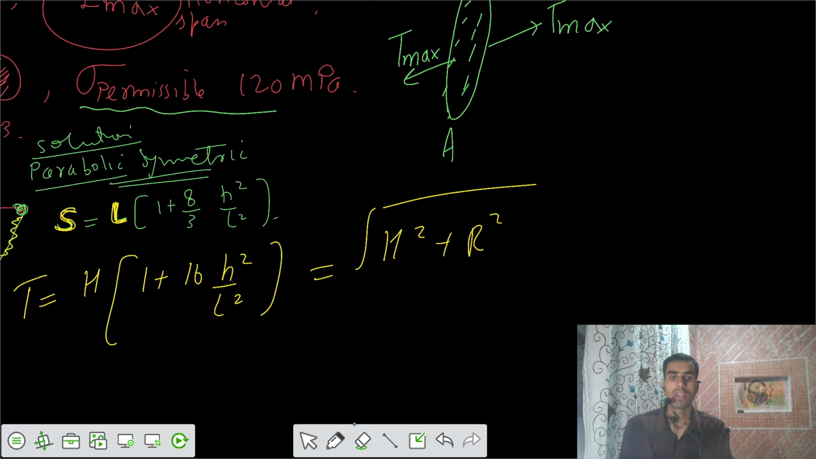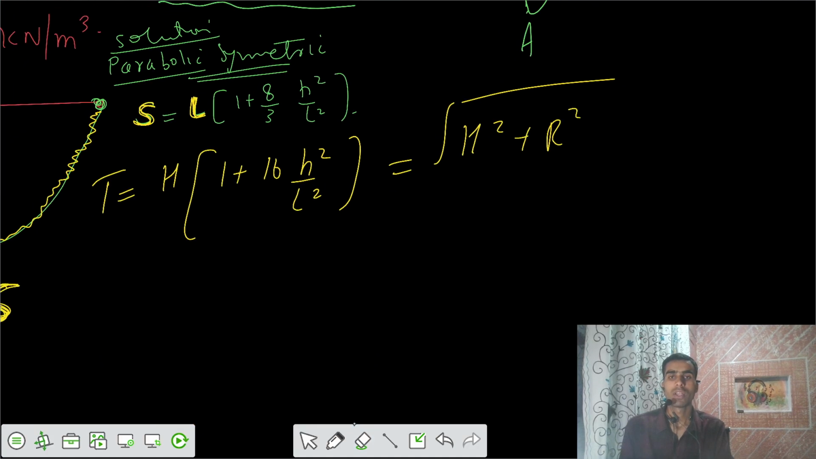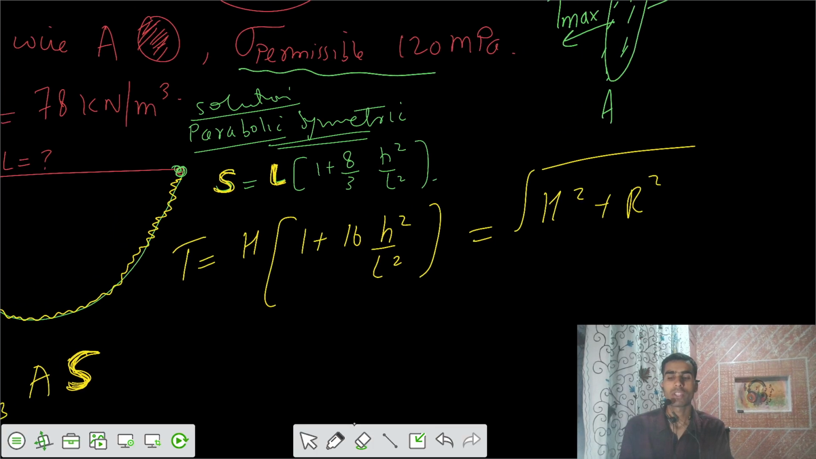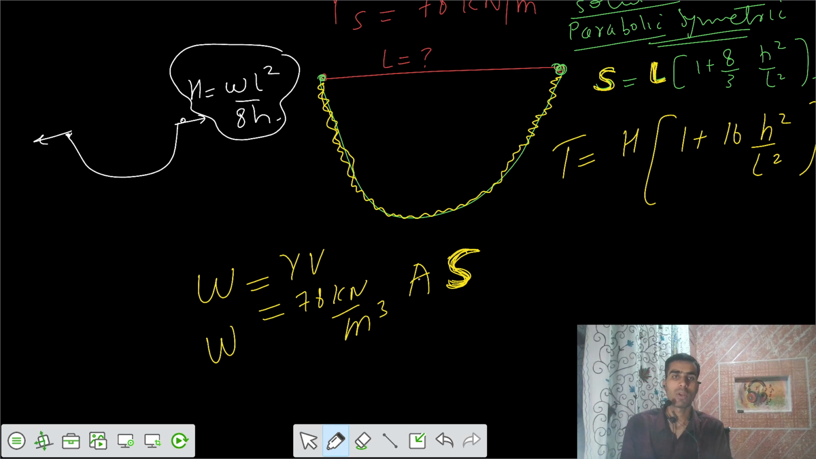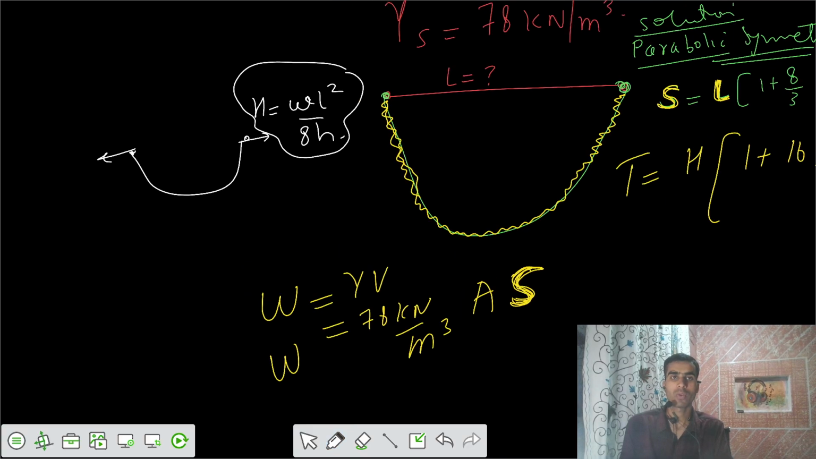Okay. Now for the T max, you have horizontal direction of H, and we have some vertical direction of R. Can you tell me what is the horizontal force we get when the beam is symmetric, when the supports are at the same level? Is that equal to WL square by 8H?